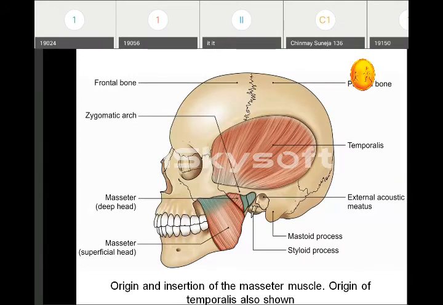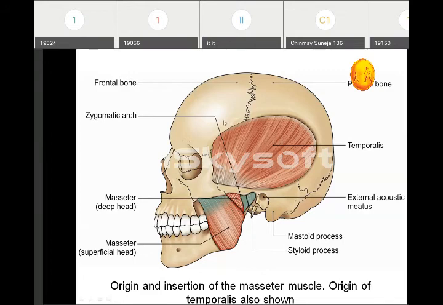So first, the temporalis muscle. As the name suggests, it is obviously related with the temporal bone. This is a fan-shaped muscle having anterior fibers, middle fibers, and posterior fibers. They are coming from the temporal fossa. Remember the skull, norma lateralis: superior temporal line, inferior temporal line, and just behind the zygomatic arch, this portion is known as the temporal fossa. Okay? So from the temporal fossa, there is the origin of temporalis muscle.